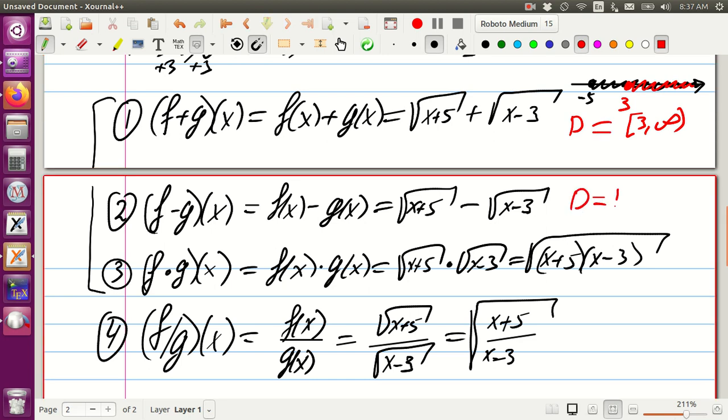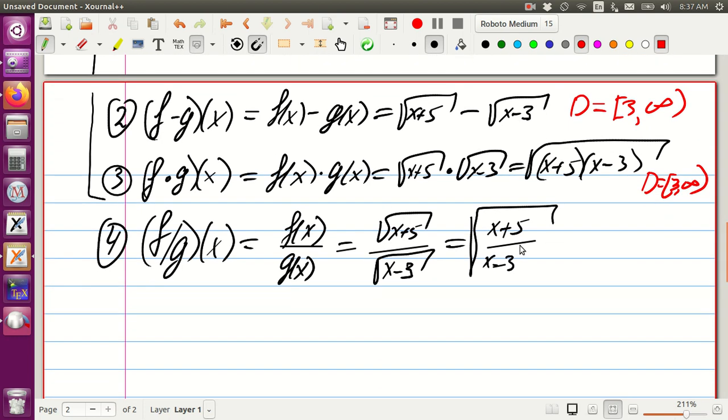The domain for this function will also be 3 to infinity. And the domain for the product will also be from 3 to infinity. Now we need to talk about the domain for f divided by g. It has to be the intersection of 2 domains, so it will be from 3 to infinity, but when we take x equals 3 and plug it into the g function, g will be equal to 0.